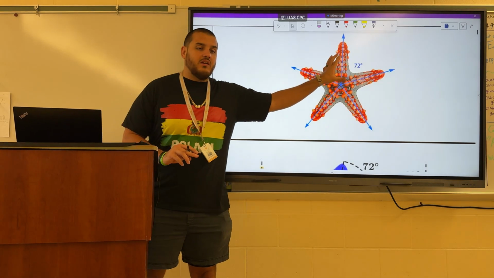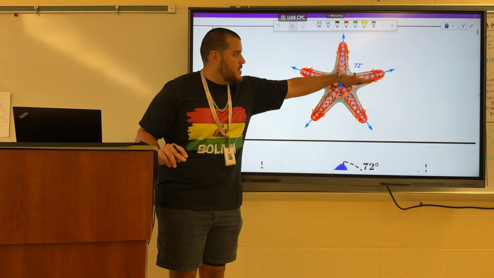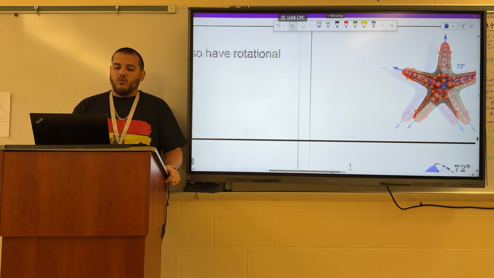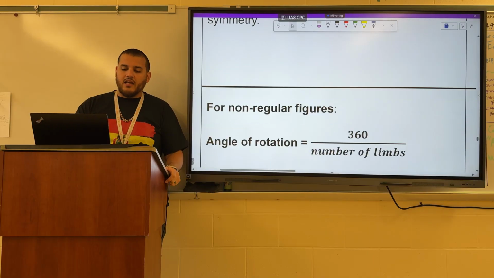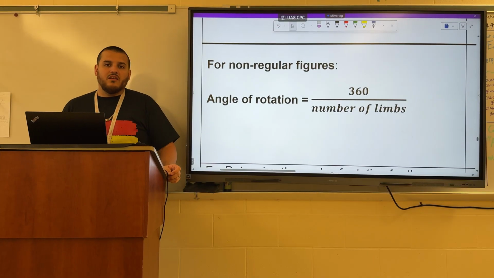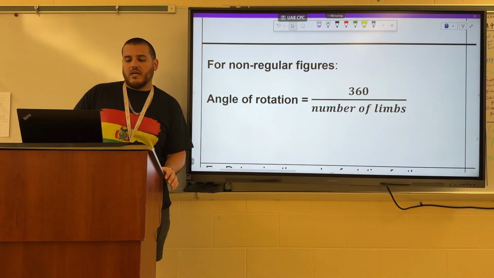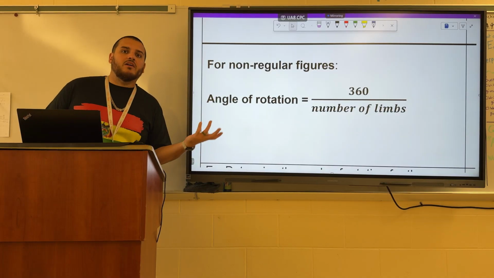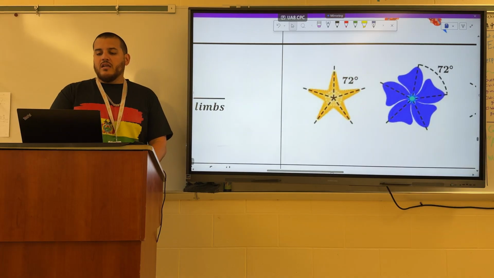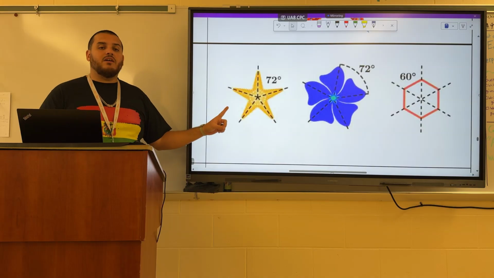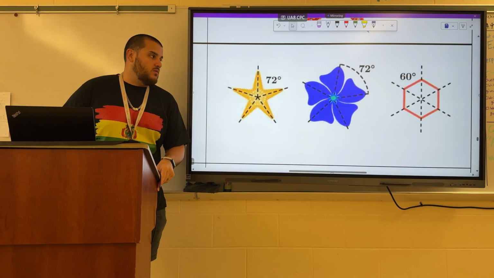Every 72 degrees I turn it, one limb moves to the position of the next limb, so it still has rotational symmetry. The way that we're going to be able to find the angle of rotation for these kinds of figures is just by dividing 360 by the number of limbs instead of the number of sides, okay? So it's similar to the number of vertices that our figure has. So again, there's another example of that starfish. It has 5 limbs, so I would do 360 divided by 5 to get 72 degrees.